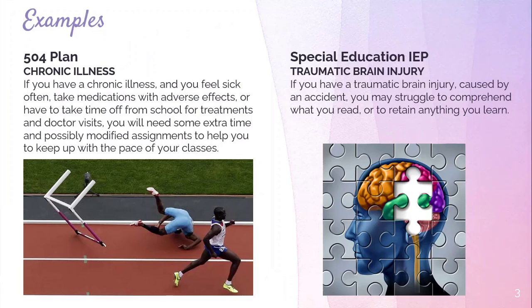Now let's look at a student with an IEP who has a traumatic brain injury. So this was caused by an accident. It's actually damage to the brain. So the student is struggling to comprehend what they read. They can't retain anything that they learn. They need specialized instruction in order to be able to learn.